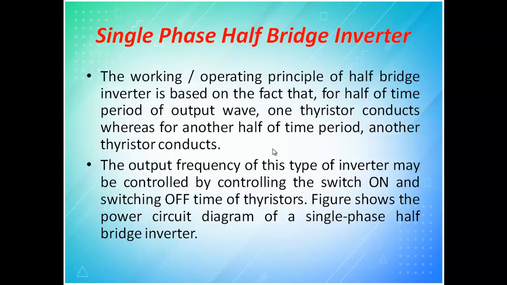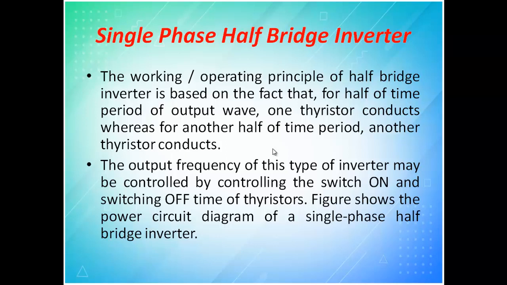The working operation principle of half bridge inverter is based on the fact that for half of the time of the period of the output waveform, one thyristor conducts, whereas for the other half of the time period another thyristor conducts. If you say full bridge, for each half you will have two thyristors. If it is half bridge, each half you will have one thyristor.